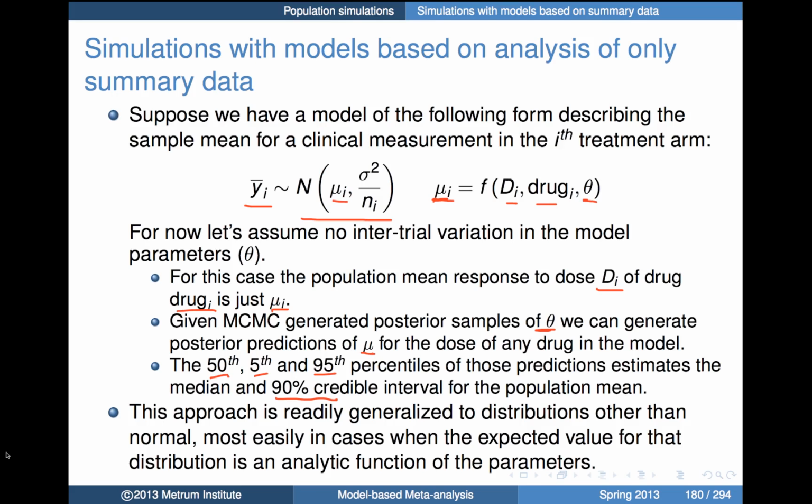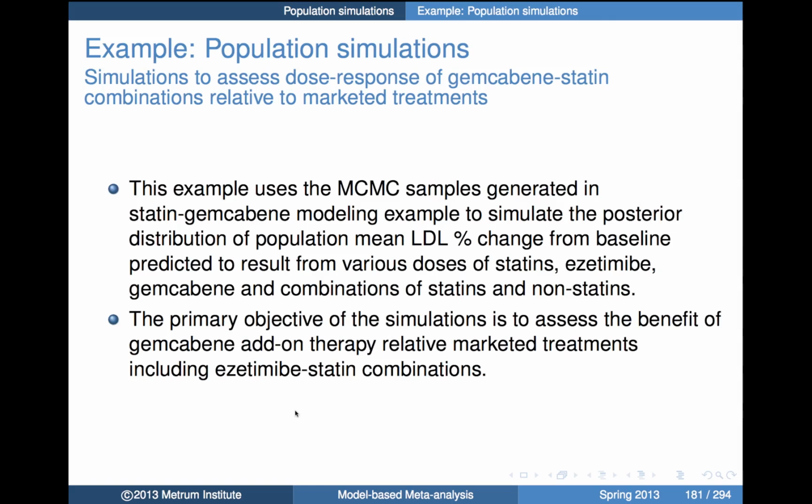Okay, so here I show that example in terms of a normal distribution, but the concept extends beyond that. It's readily generalized to distributions other than normal. It's most easily applied when the expected value for that distribution is some analytic function of the parameters, but it doesn't have to be. In the end, you can always come up with that expectation by just simulating multiple cases and taking a mean.